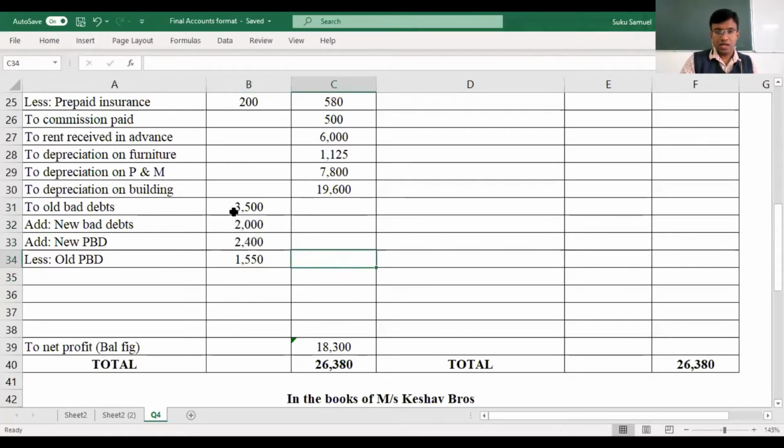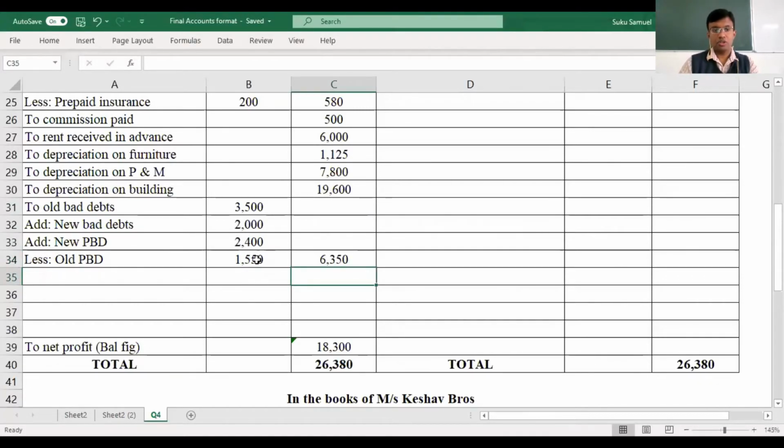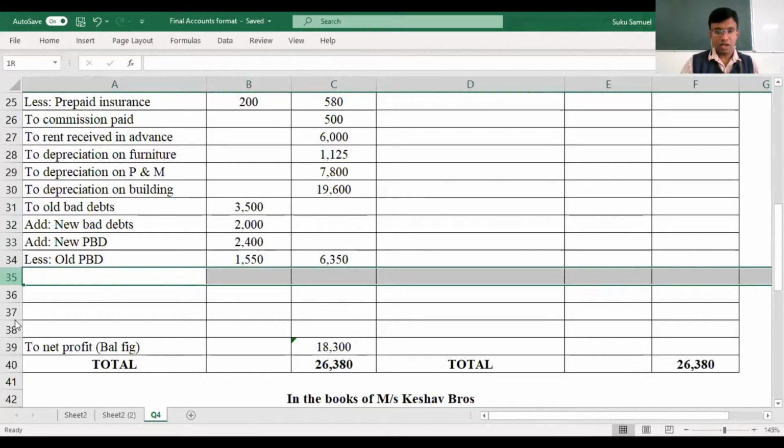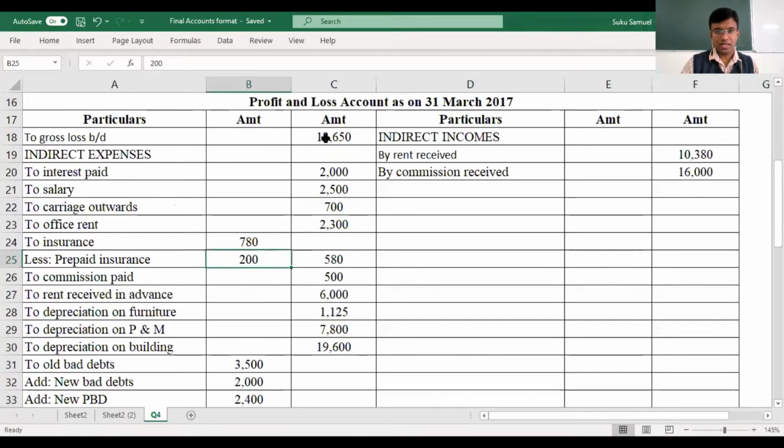So let us quickly total all this. It is 7,900 minus 1,550. The total amount works out to be 6,350. With that, we have completed the treatment of the adjustment. Now let's quickly see which side is more.